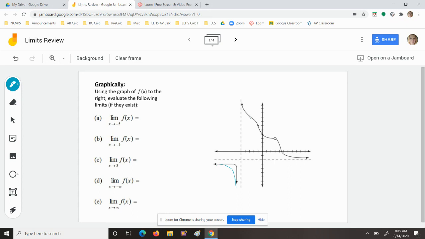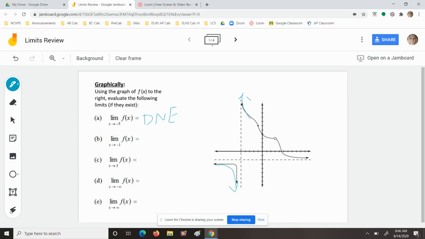Okay, so now we can tell that we're approaching two different values. And since we are approaching two different values from left and right, this limit does not exist. If we are approaching the same direction, then we could say positive or negative infinity, depending on which way we were going. But because they're approaching different directions, the limit does not exist.